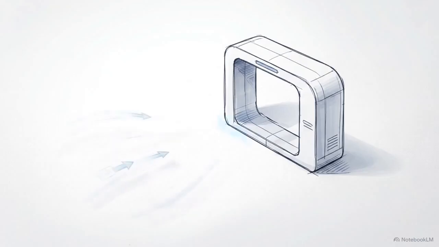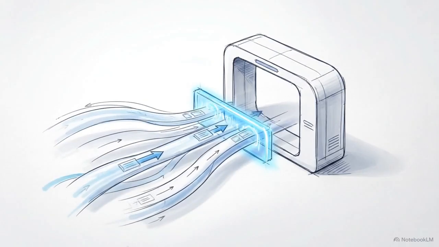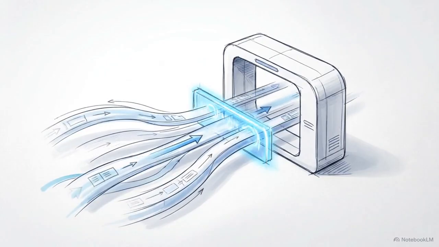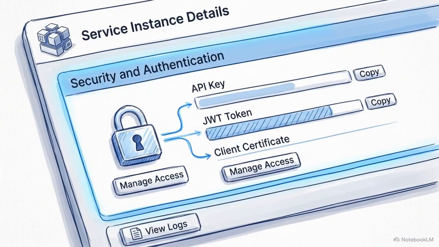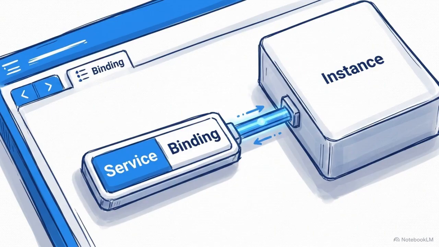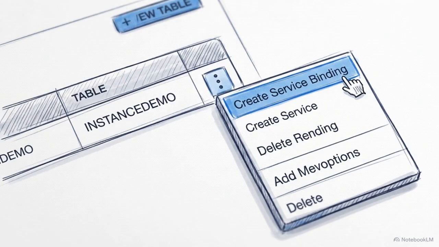You have successfully stood up a service instance. This component will now act as a secure gateway, regulating all API calls to your billing service. Step 3. To enable the service instance to authenticate external requests, we must now generate a service binding. Return to the Instances and Subscriptions page. Find the service instance you just created, open its action menu, and select Create Service Binding.